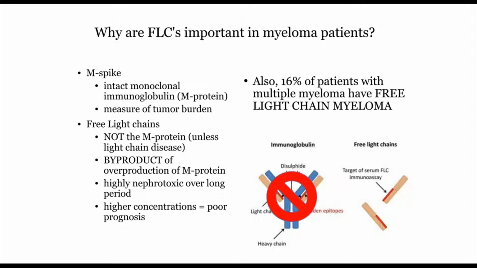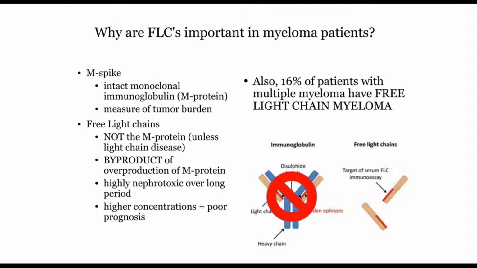A key thing to know about free light chains is that elevated concentrations over a prolonged period can have detrimental effects on the kidneys due to the clogging of the renal tubules. It is for this reason that myeloma patients tend to develop renal failure as the disease progresses. Higher concentrations of free light chains in myeloma patients have also been correlated with a poorer prognosis.